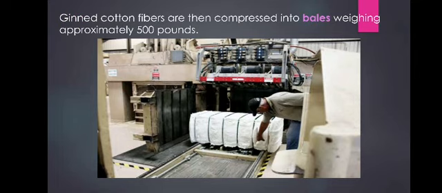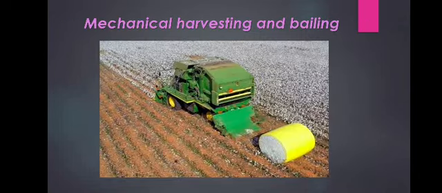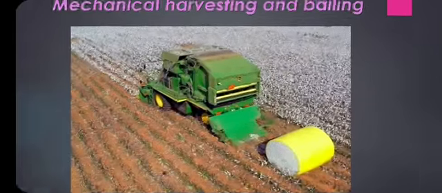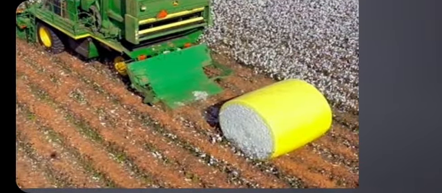And then these ginned cotton fibers are compressed into bales weighing approximately 500 pounds. These are tightly bonded and formed into a bale. This bale is sent to the yarn manufacturing mill or spinning mill. This is a mechanical harvesting process in which the machine harvests the cotton, processes it and makes it into a bale.